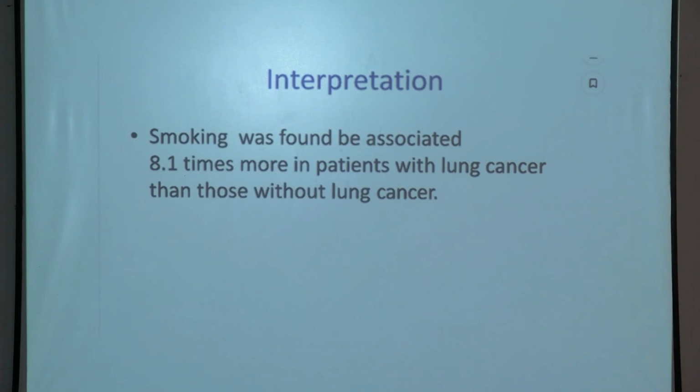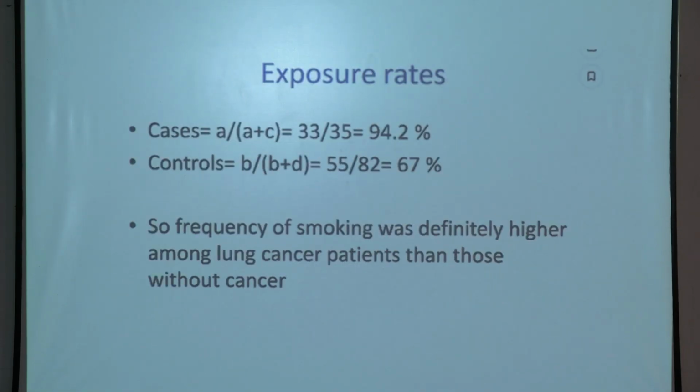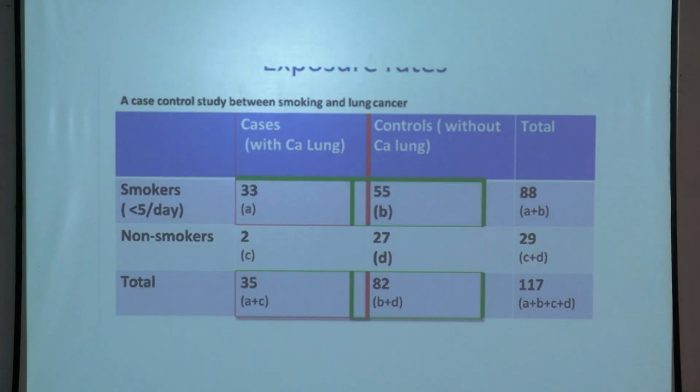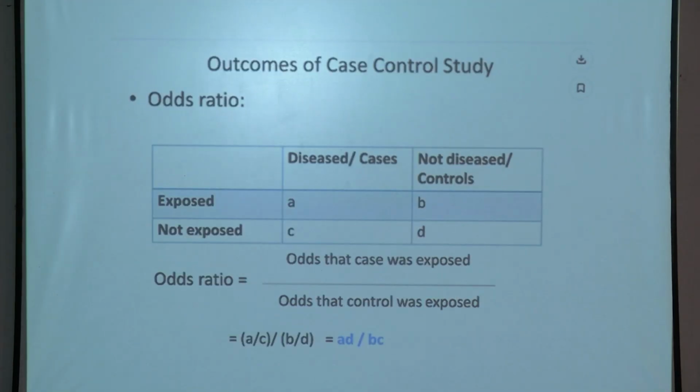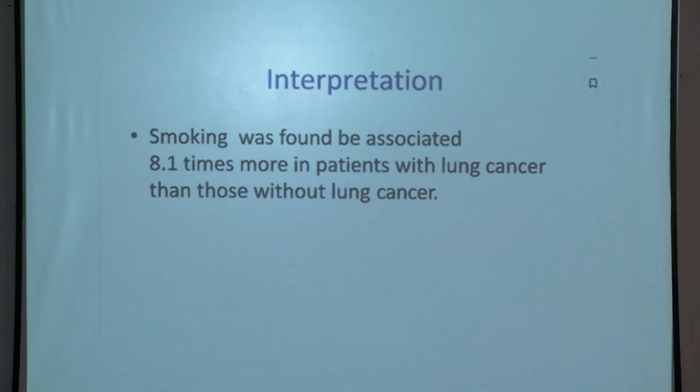AD by BC is the odds ratio. What is AD by BC? You go back to this thing, AD, 82 into 33 divided by 35 into 55, that comes to 8.1 in this particular case, which means smoking is found to be associated 8.1 times more in patients with lung cancer than those without lung cancer. Okay.